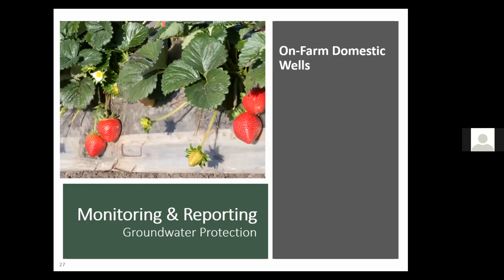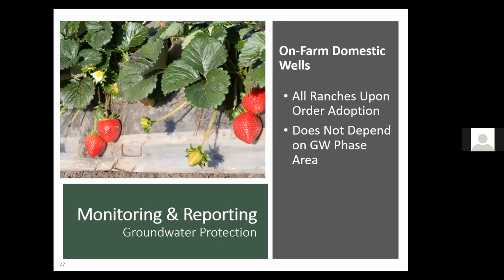So moving on, all ranches are required to begin domestic well sampling the same year the order goes into effect. So there is no phasing in associated with complying with this part of the requirements. Sampling and reporting must occur on an annual basis, and the samples must be analyzed for these constituents. You may notice that 1,2,3 TCP has been added to the monitoring constituents that you are already familiar with from previous orders.